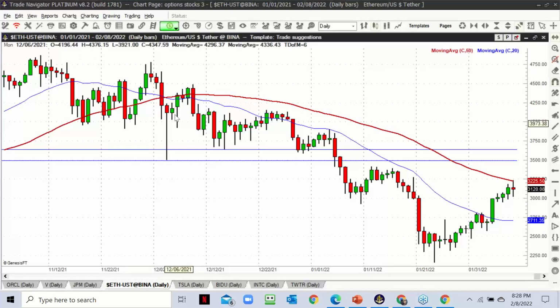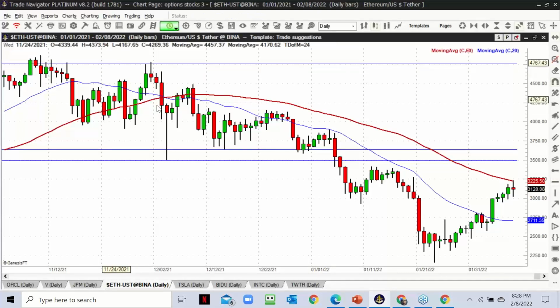Because yes, there's a classic hammer over here, but think about this from a risk reward. If you buy in the hammer, remember it's not a hammer until the market closes. You're buying it here. Your risk is here. My target would be the recent highs, right over here. So you're risking this amount to make that amount. That's like a one-to-one risk reward, and that is not a trade I would be taking.